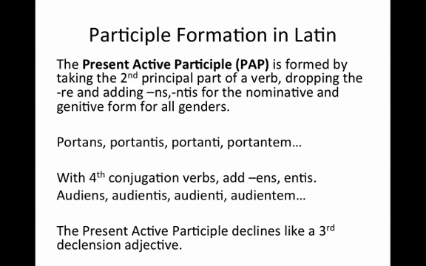Okay. The other main participle is the present active participle, and that's a little trickier. You're going to form that by just taking the second principal part of a verb, dropping the -re, and adding -ns, -ntis for the nominative and genitive for all genders. Portans, portantis, portanti, portantem, portante. The one trick here is that with fourth conjugation verbs, you're going to add -ens, -entis. So instead of audiens, it would be audiens, audientis. And again, this is just going to use third declension endings: -is, -em, -e, -ibus, -e, -ibus.